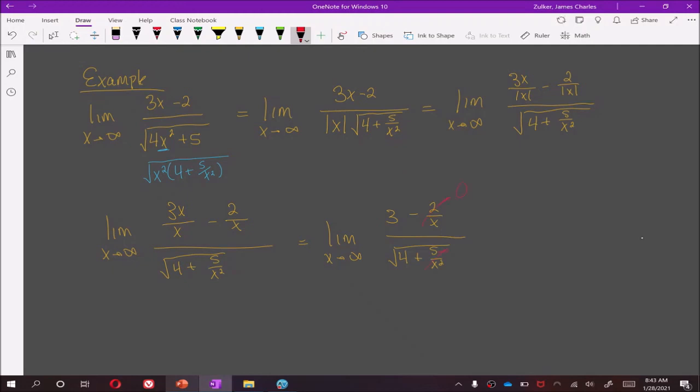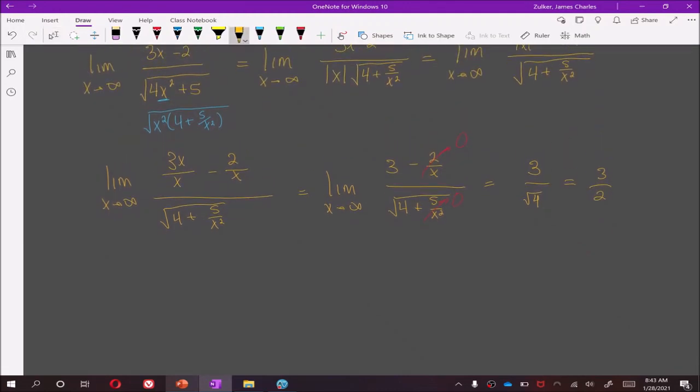2 over x will go to 0, 5 over x squared goes to 0. What we are then left with is 3 over root 4, which is 3 halves.